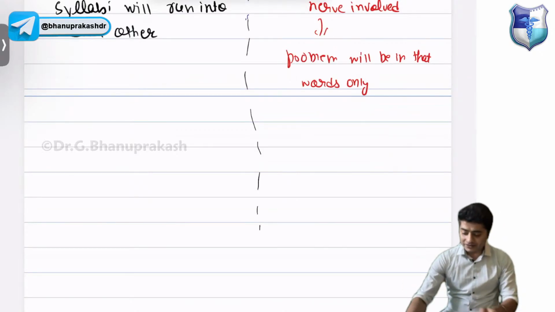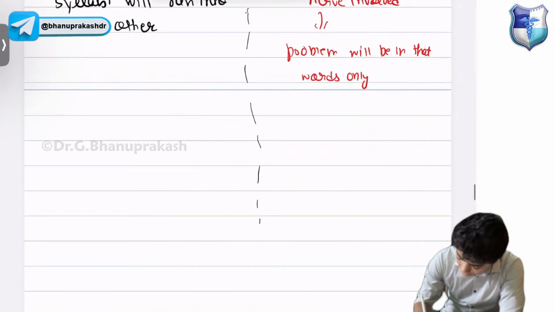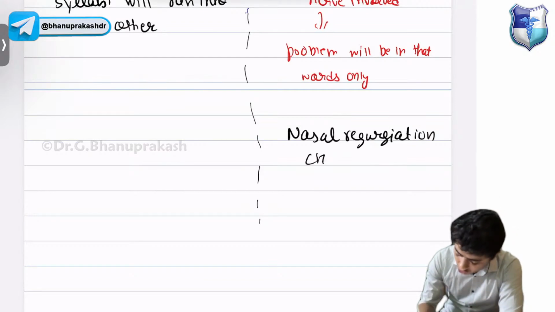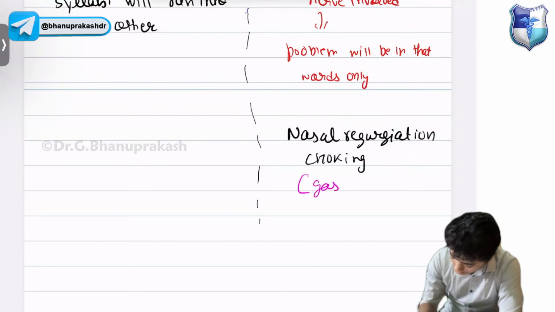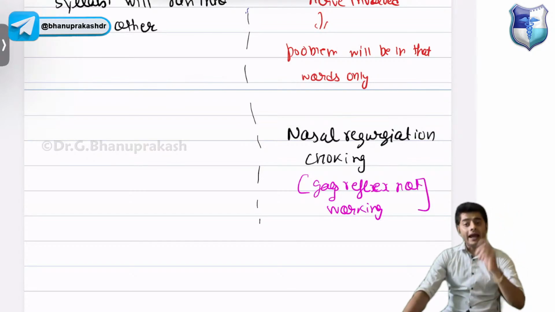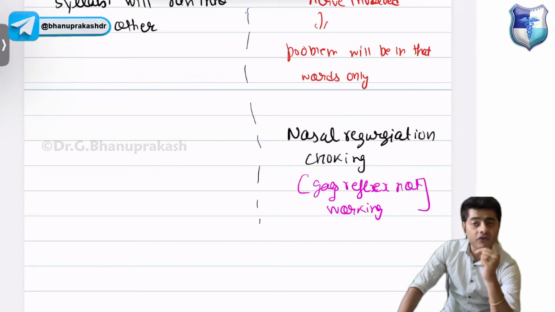Now, when it comes to bulbar palsy, there is nasal regurgitation. And chances of choking are there because your gag reflex is not working properly. And more hypernasality will be present in bulbar palsy. It is like you are speaking from your nose.